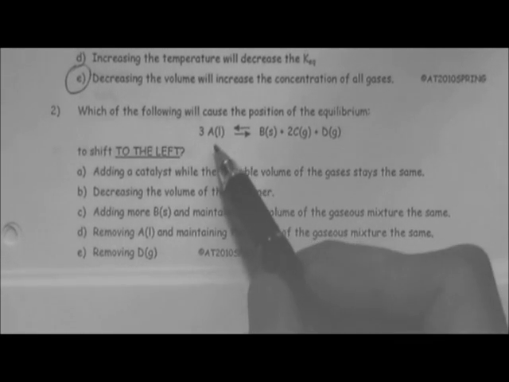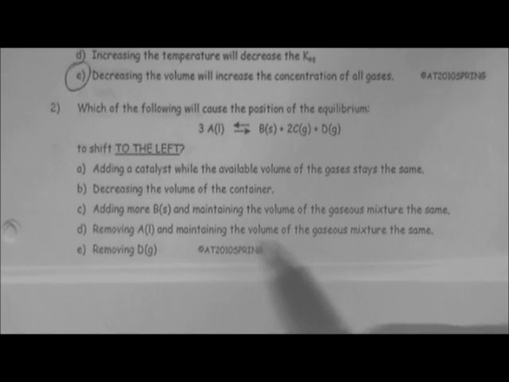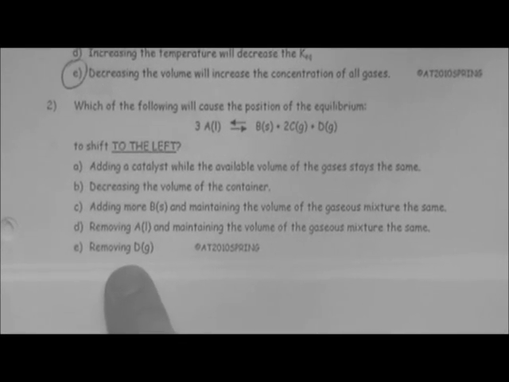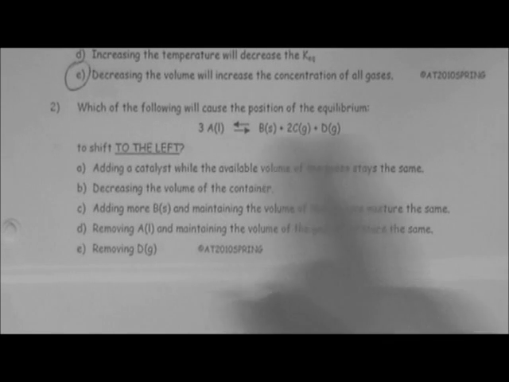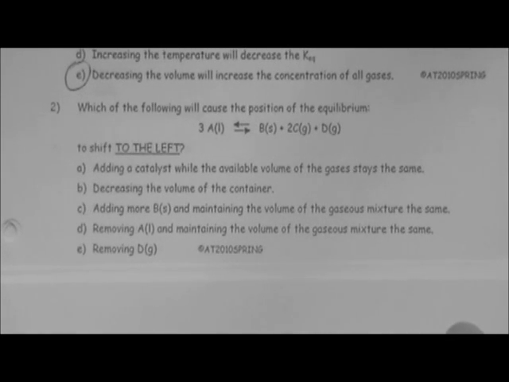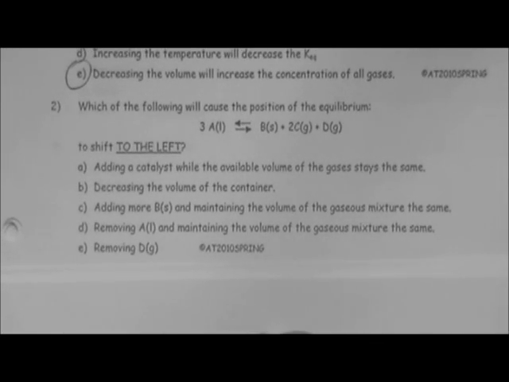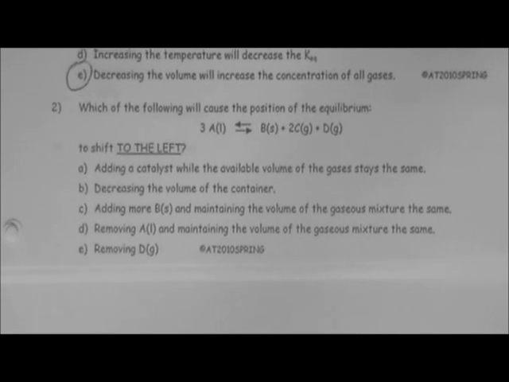Removing A, which is a liquid, right? And maintaining the volume of the gas mixture the same. Again, it tells you the volume stays the same, right? You remove what? Liquid. What will happen to the position of equilibrium? Nothing, right? Because liquid does not participate in the equilibrium constant expression. How about removing D? If you remove D, we'll go from left to right, right? Yes? So, do you understand this problem now? Yes? Well, let's put this question for this problem.